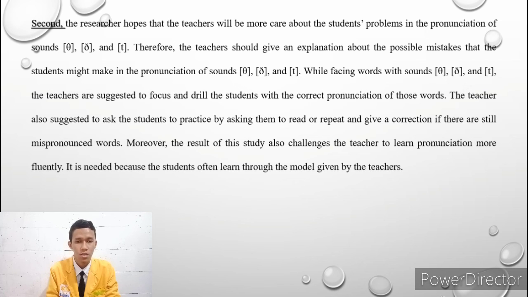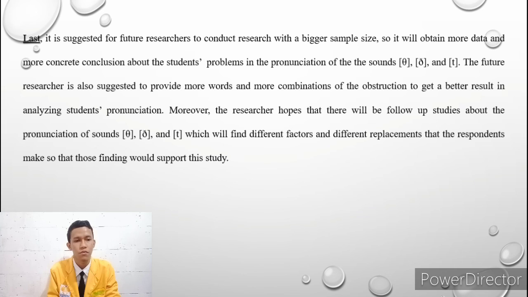Last, it is suggested for future researchers to conduct research with a bigger sample size, so it will obtain more data and a more concrete conclusion about the student problem in the pronunciation of these sounds. The future researcher is also suggested to provide more words and more combinations to get a better result in analyzing student pronunciation. Moreover, the researcher hopes that there will be follow-up studies about the pronunciation of these sounds, which will find different factors and different replacements that the respondents make, so that this finding will support this study.